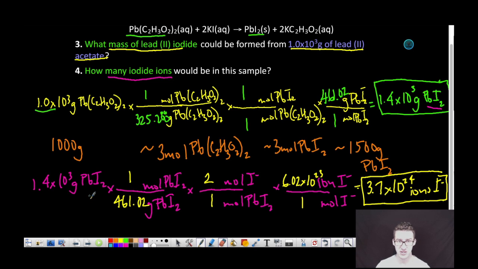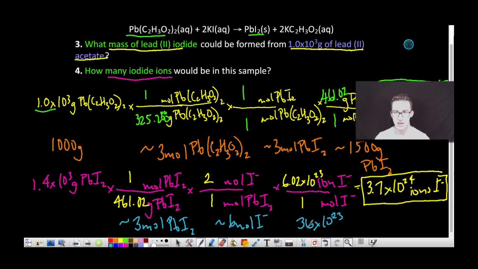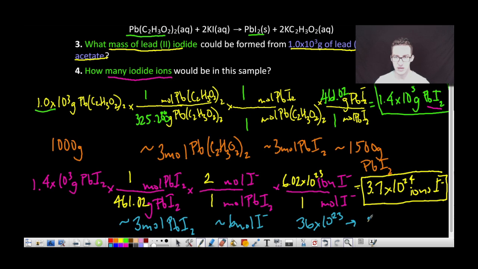Again, think about estimation. We said this roughly 1,400 grams of lead-2 iodide would be approximately 3 moles of lead-2 iodide, which means that we would make 6 moles of iodide ions. And 6 times 6 is 36 times 10 to the 23. And if we move our decimal point over 1, we get 3.6 times 10 to the 24, which is, again, roughly the answer that we determined using our calculator.